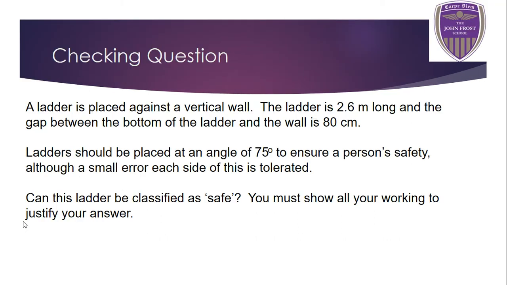All right. So a ladder is placed against a vertical wall. The ladder is 2.6 meters long, and the gap between the bottom of the ladder and the wall is 80 centimeters. Well, okay, so the first thing I spot here, let me put this in centimeters to avoid a clash of units, all right? That's 260 centimeters. Ladder should be placed at an angle of 75 degrees to ensure a person's safety, although a small error each side can be tolerated. Can the ladder be classified as safe? Show all your workings.